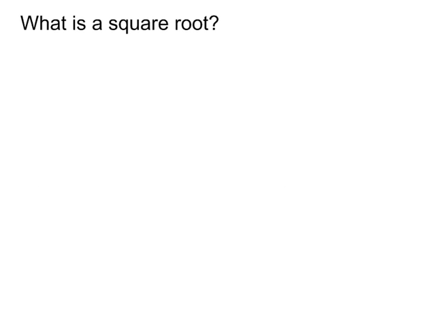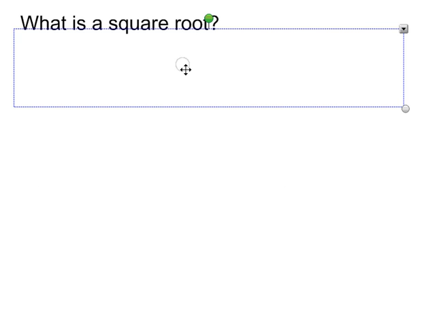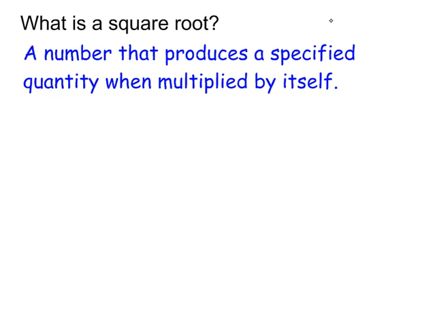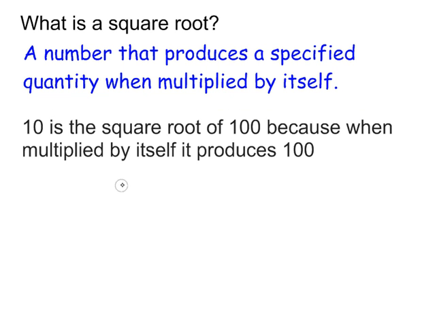Okay, so what is a square root? A number that produces a specified quantity when multiplied by itself. That's a square root. So 10 is the square root of 100 because when multiplied by itself, it produces 100.